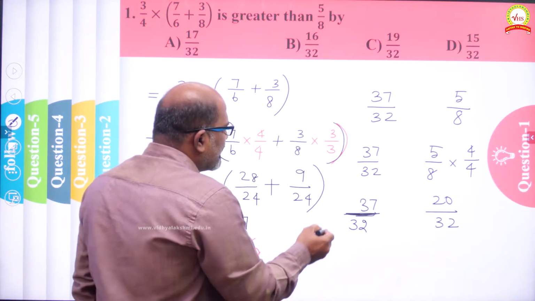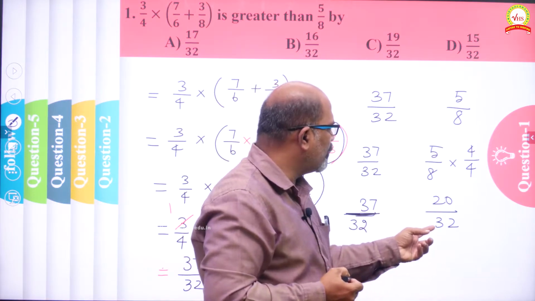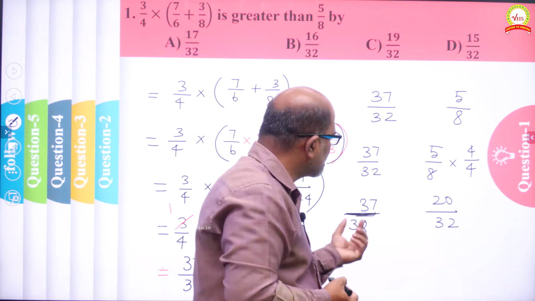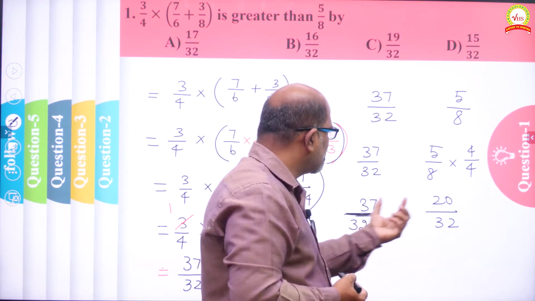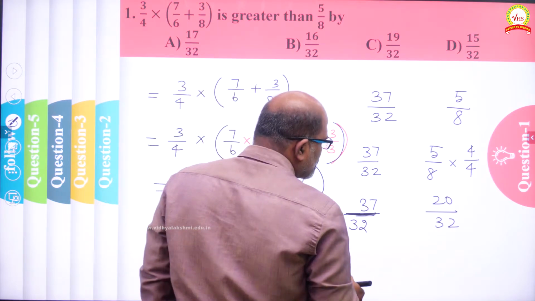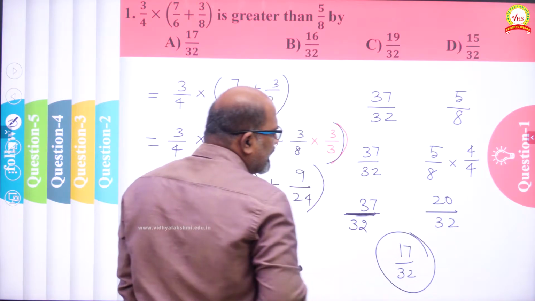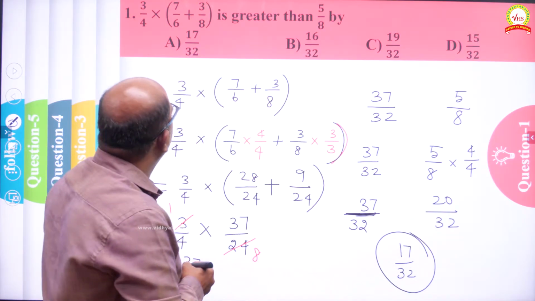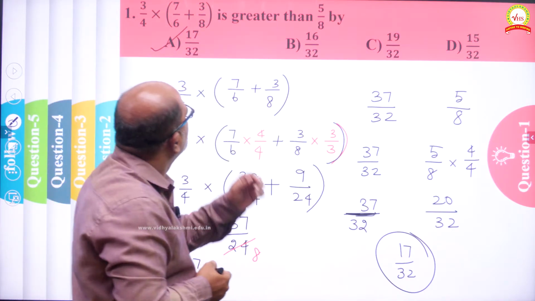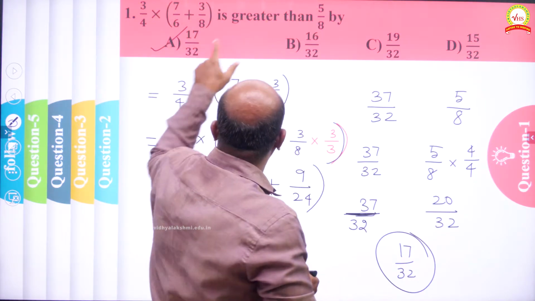So the value of the given expression is 37 by 32, and 5 by 8 we have converted into 20 by 32. When you compare this 37 by 32 and this 20 by 32, what is the difference? If you find the difference, then it would be 17 by 32. 17 by 32 is the difference. So 17 by 32, yes, it is given in option A. So this rational number is actually greater than 5 by 8 by 17 by 32.